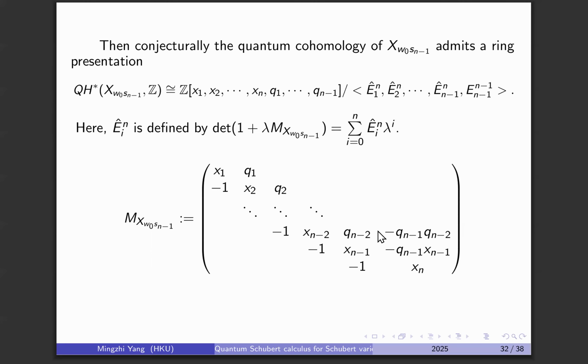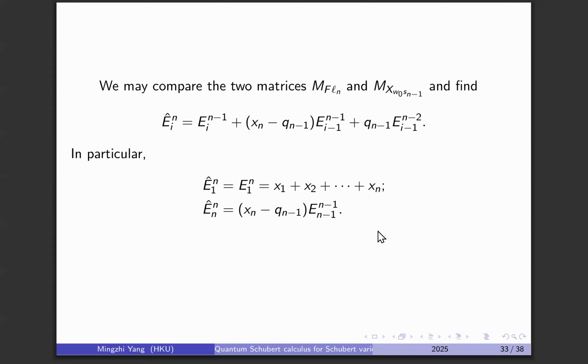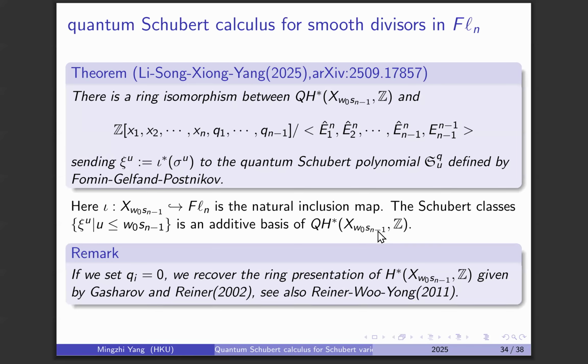So this is the conjectural presentation from the superpotential. And by a simple computation on the determinant, you can see that this hat E can also be defined using the ordinary symmetric elementary polynomials. And then the main result: we prove this conjectural ring presentation in the recent preprint.